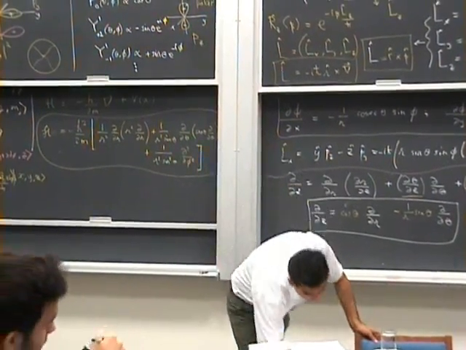For that purpose, I would like to write tangent of theta as square root of x square plus y square divided by z. Is this correct? This is my tangent theta.